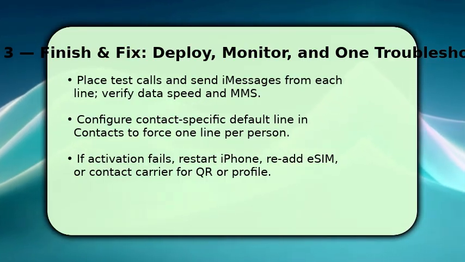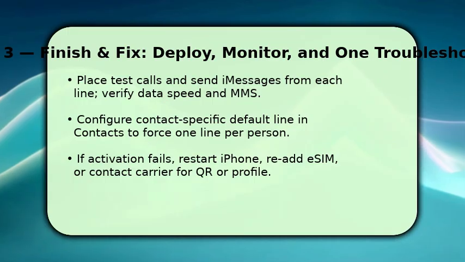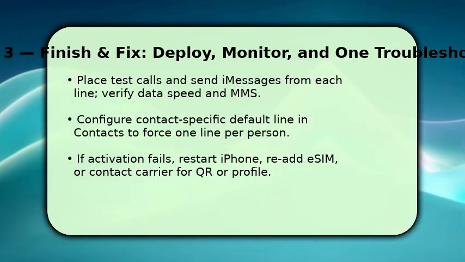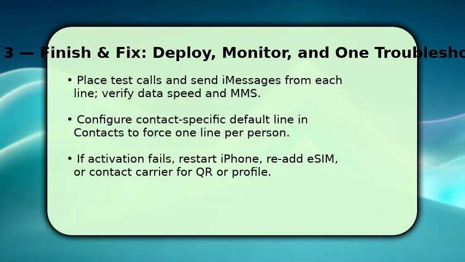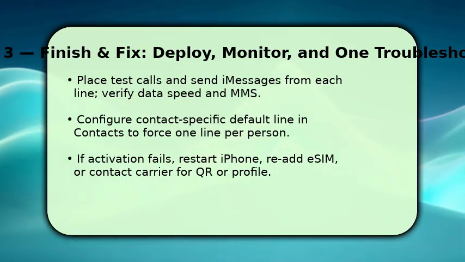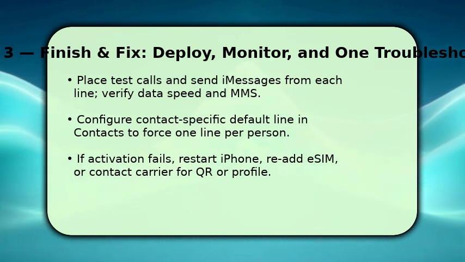If activation fails, restart the iPhone, remove and re-add the eSIM, and make sure the carrier completed provisioning. If it still fails, contact the carrier for a new QR or activation code to resolve provisioning conflicts quickly.